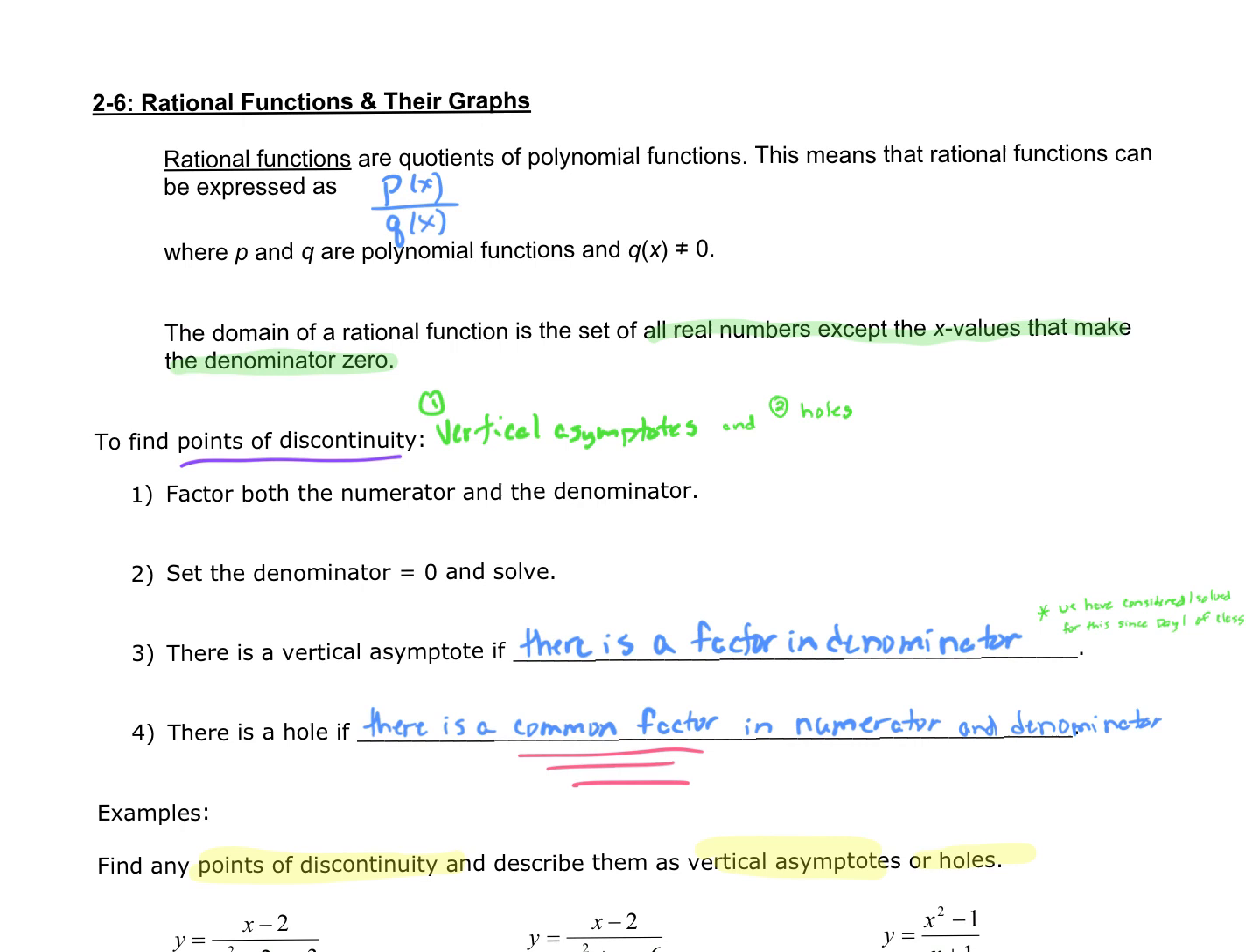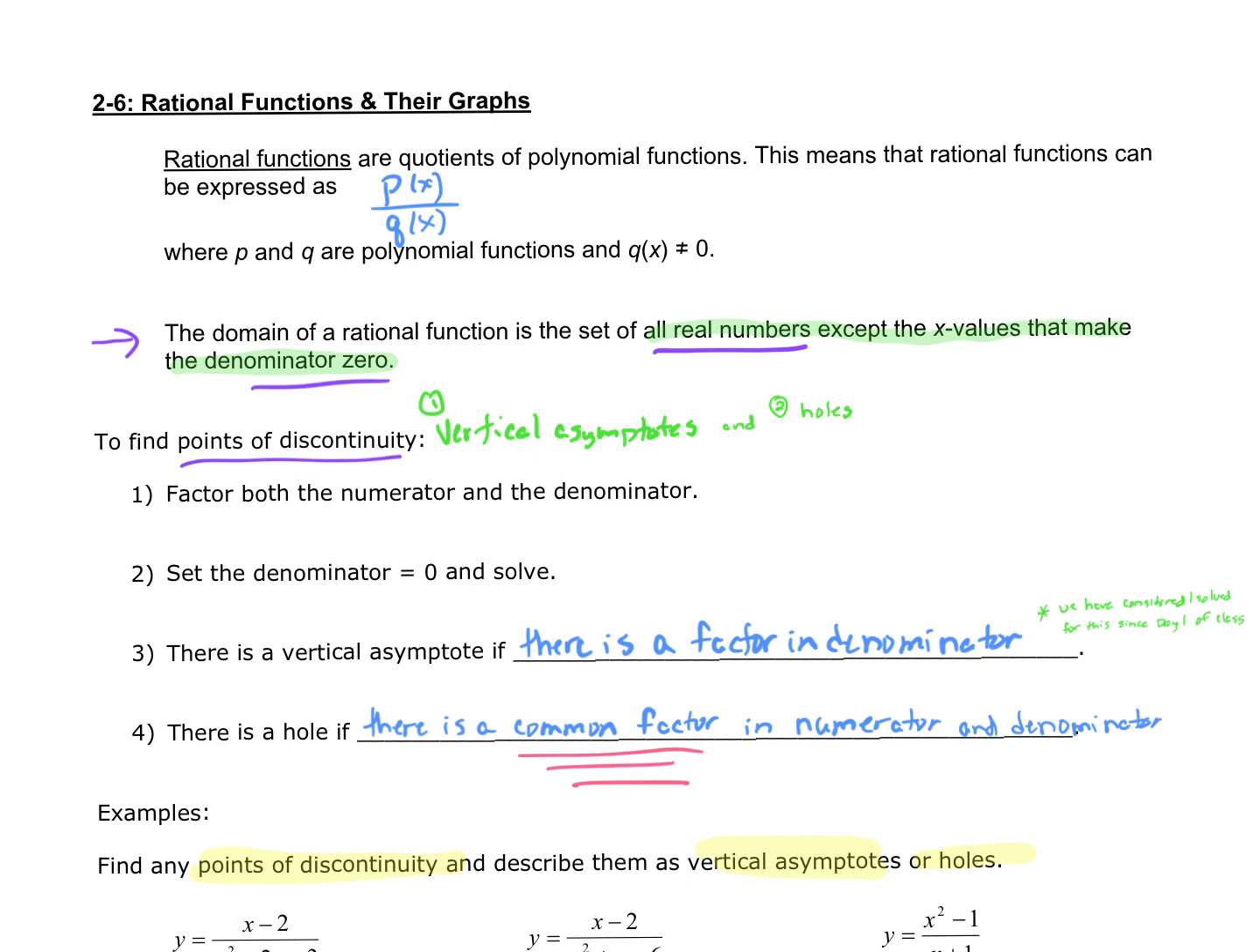The other reminder here, a property that you need to be aware of, is the domain of rational functions. So we have polynomial over polynomial. The domain is going to be all real numbers, except obviously when that denominator is equal to 0. So more on that shortly.